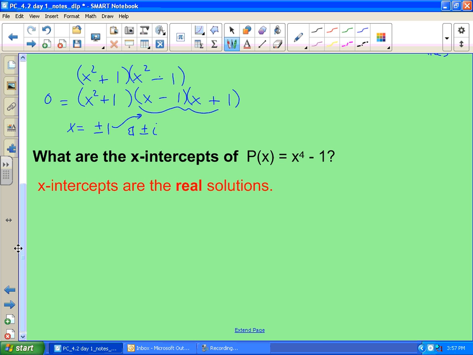Let's look at that one for a second. x squared plus 1, set it equal to 0. x squared would equal negative 1. Take a square root, and when we take a square root of a negative 1, we get plus or minus i.